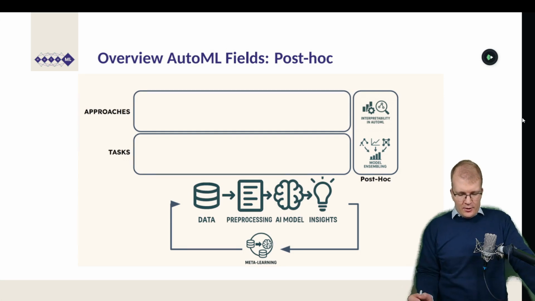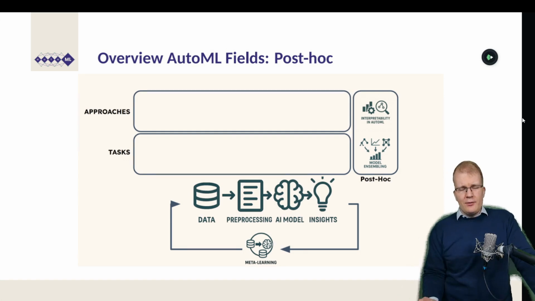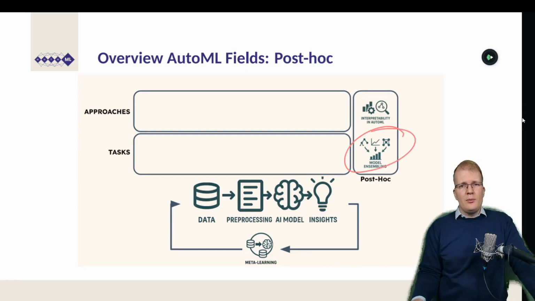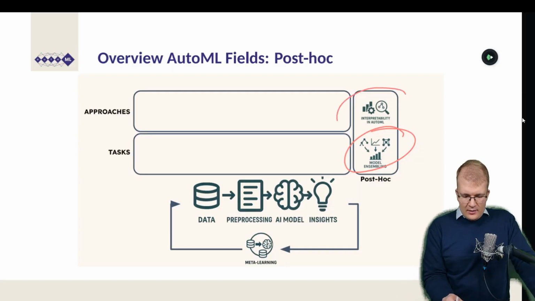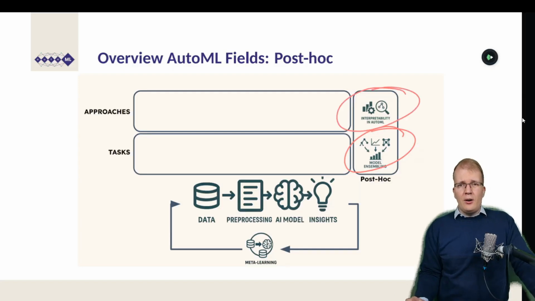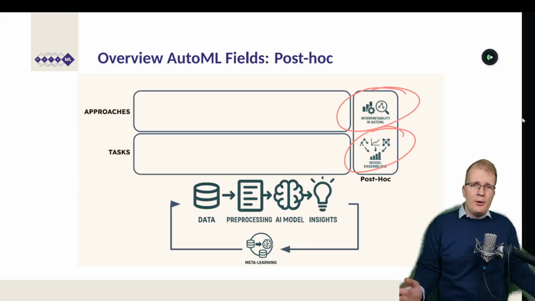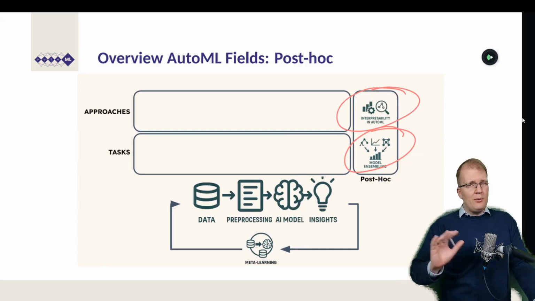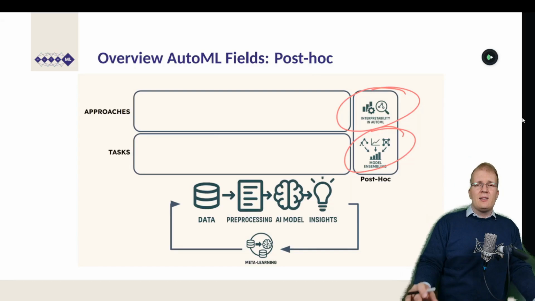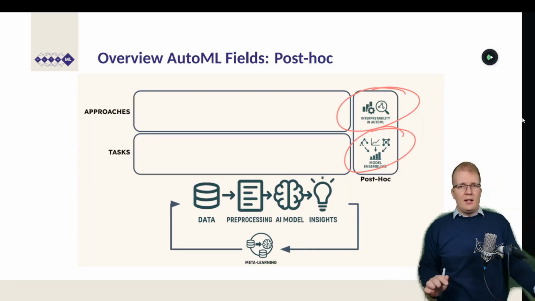Then for post-hoc, different kinds of techniques exist. A very classical one is model ensembling and related to that also stacking. And interpretability of AutoML is also more often done post-hoc, for example, deciding what the important hyperparameters are, what the important design decisions are, and how things interact with each other.